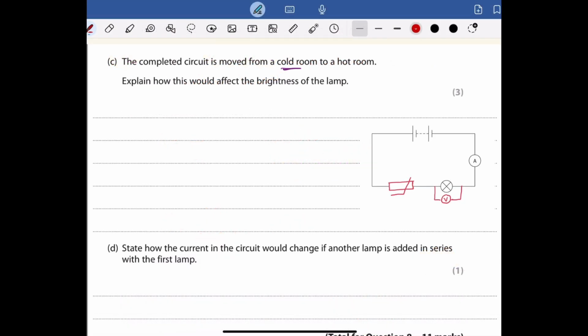Section C is quite challenging. The completed circuit is moved from a cold room to a hot room. Explain how this would affect the brightness of the lamp. By the way, the lamp is connected in series with the thermistor. This question is targeting 3 marks. So think about the thermistor itself. As the temperature, this is the keyword, really important, of this room, you would say increases. So as a result, what do you think?